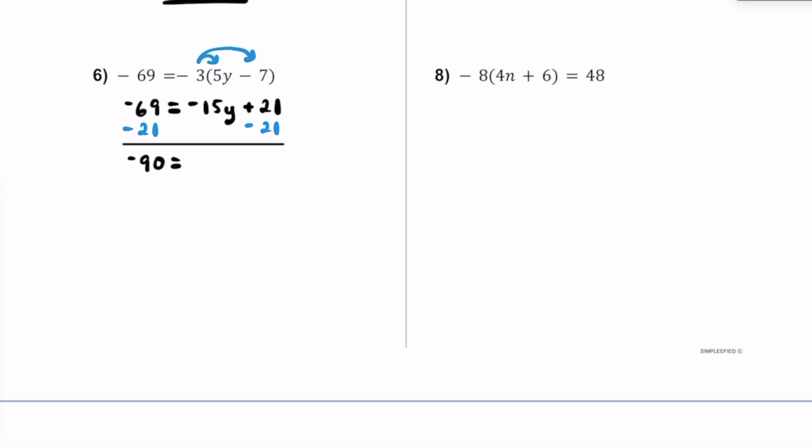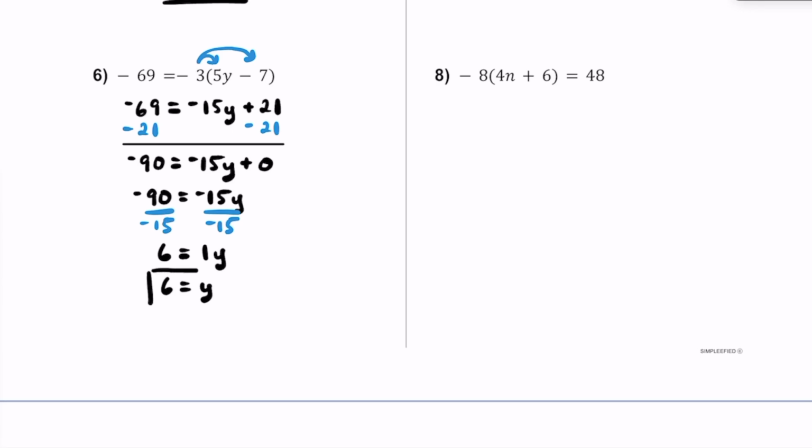Negative 90 is equal to negative 15y plus, and then using the additive inverse property, we're going to get 0. Using the identity property of addition, we can drop the 0 and say negative 90 is equal to negative 15y. Then using the division property of equality, we can divide both sides by negative 15. Negative 90 divided by negative 15 is going to be 6. And on the right side, negative 15 divided by negative 15 is 1y. Okay, so that's using the multiplicative inverse property. And then using the identity property of multiplication, we can say that y is equal to 6, or 6 is equal to y. And feel free to turn that around if you'd like to also.